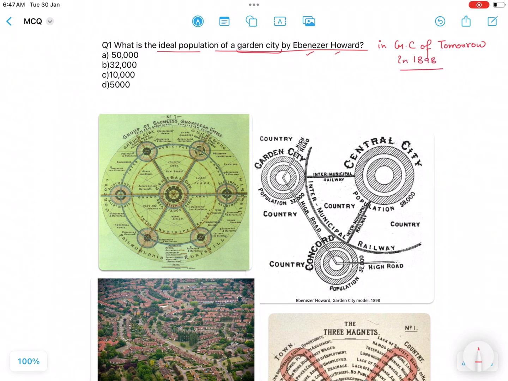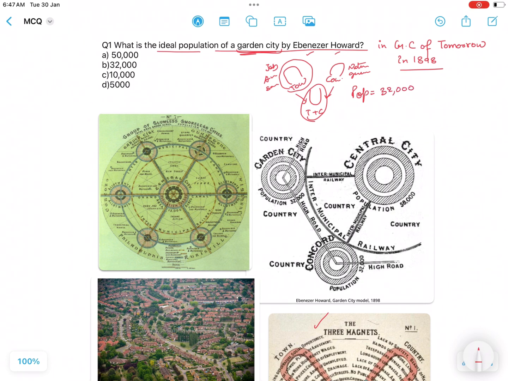He proposed three magnets in this book: town, country, and town and country. A town has opportunity for jobs, amusement and social life, whereas the country has nature and green spaces. What if we bring both of them into one city? That was his city, which he called Garden City.